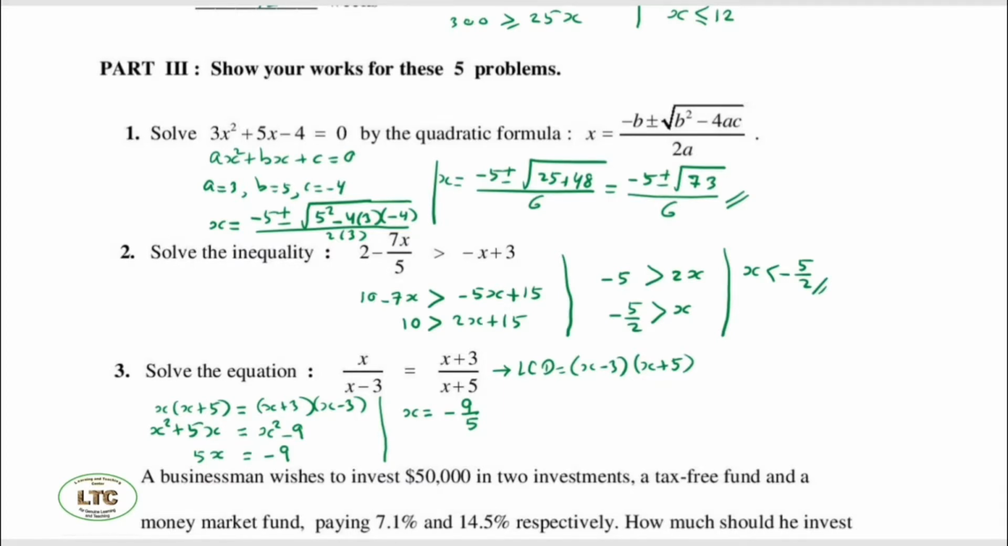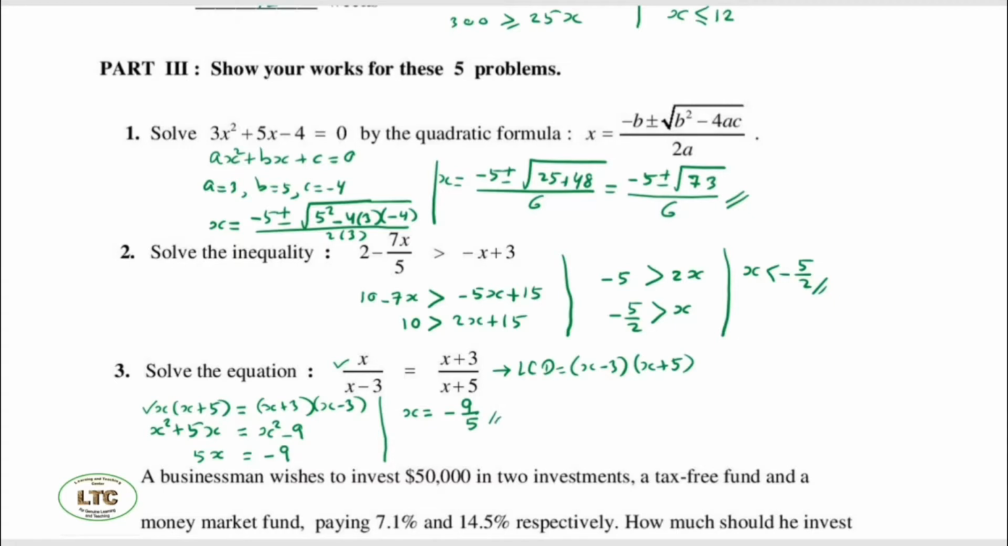And conversely, if x is negative 9 by 5, then 5x will be equal to negative 9, and x squared plus 5x will be equal to x squared minus 9. And if this is true, this will be true. Then if you divide both sides by x minus 3 and x plus 5, you will get this back.